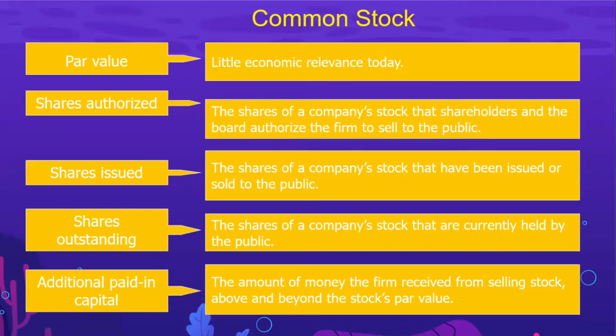So common stock, par value, little economic relevance today. Shares authorized. These are the shares of the company's stock that shareholders and the board authorize the firm to sell to the public. Shares issued are the shares of company stock that have been issued or sold to the public. Now shares outstanding are the shares of the company stock that are currently held by the public.